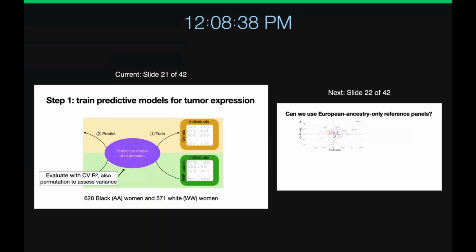And we evaluate these predictive models with cross-validation, also permutation to try to assess the variance. We also have held out data in our sample, and we have data from other studies. So we have three measures of predictive accuracy: cross-validation, held out data in our study, and an external study.